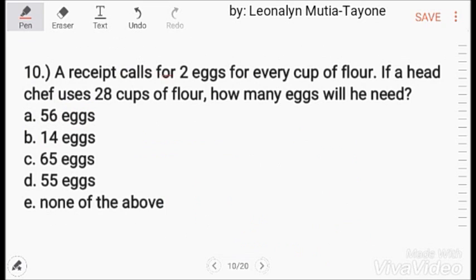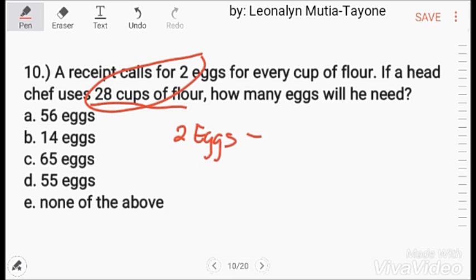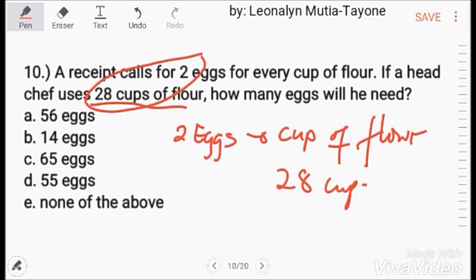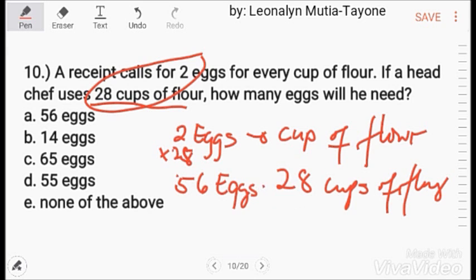Number 10. A recipe calls for 2 eggs for every cup of flour. If a head chef uses 28 cups of flour, how many eggs will he need? So, i-multiply mo lang siya kasi 2 eggs daw for every cup of flour. 28 cups of flour means 2 times 28 ito, and that is 56 eggs ang kailangan niya. So the answer is letter A.